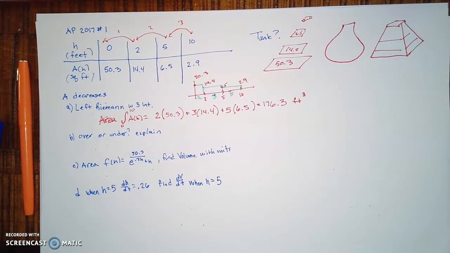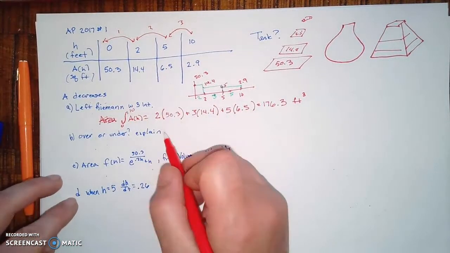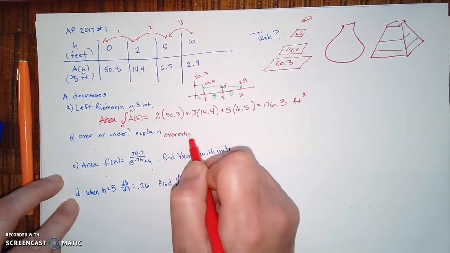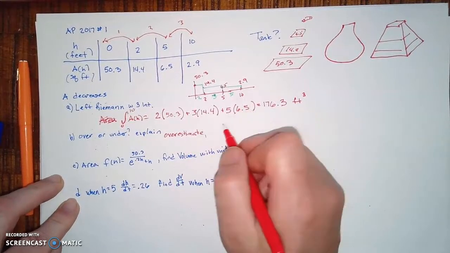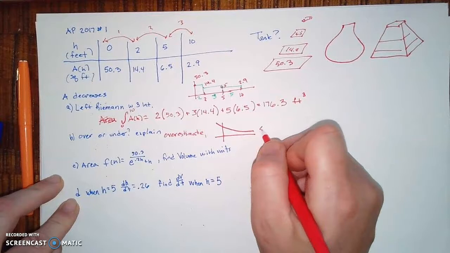Okay. The next question says, does this Riemann sum overestimate or underestimate the curve? Explain. Well, I looked at a picture right here. We know the graph is decreasing as time goes by. So I already know that it's an overestimate. And the answer is why, because I will draw a graph that's decreasing as time goes by.